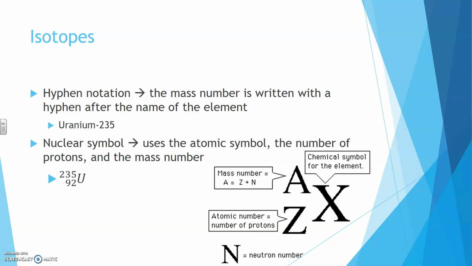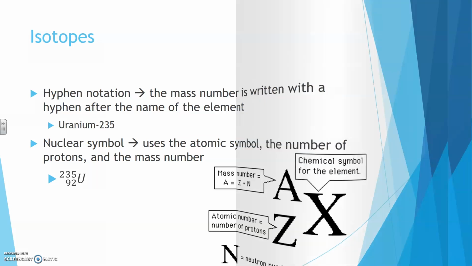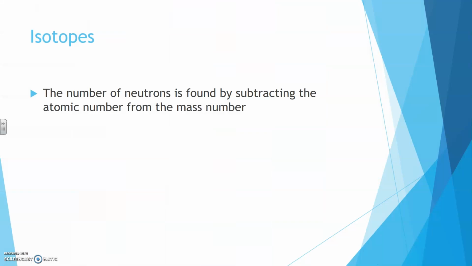Okay, so your mass number is shortened as a capital A. It is your atomic number plus the number of neutrons. And then that is over your Z, which is your atomic number. And then you have your X, which is the chemical symbol for the element itself. So the number of neutrons is found by subtracting the atomic number, the number of protons, from the mass number. So here's your little formula for that. Mass number minus atomic number is your number of neutrons.